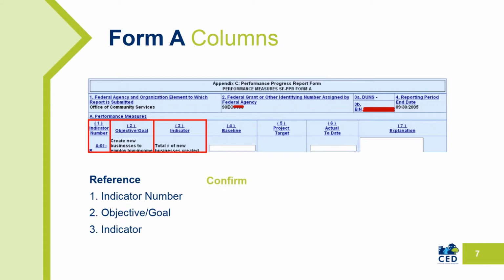The next 2 columns are pre-populated and are not editable, but you should check them. Column 4 is the data from your last PPR. If this is your first PPR, it will be blank. Column 5 is the project target. This is listed for some key metrics and is what you said in your grant application that you would do.